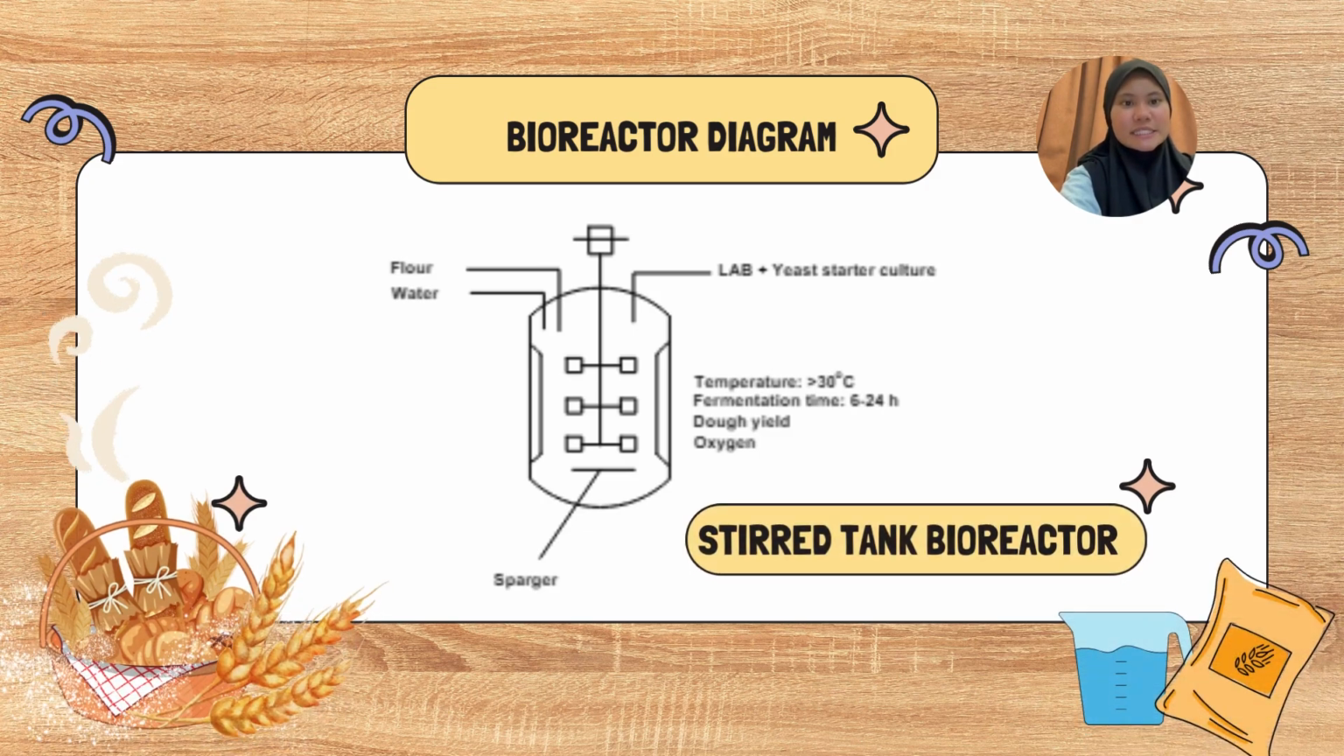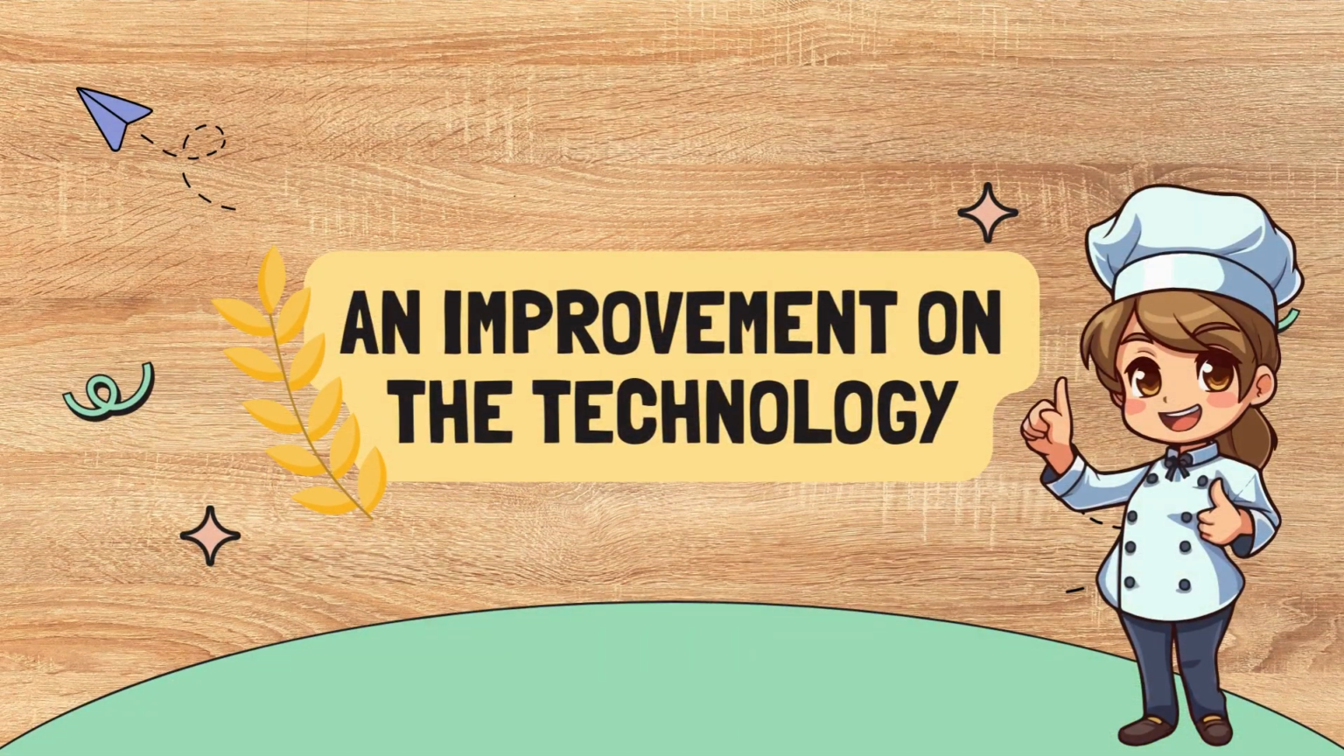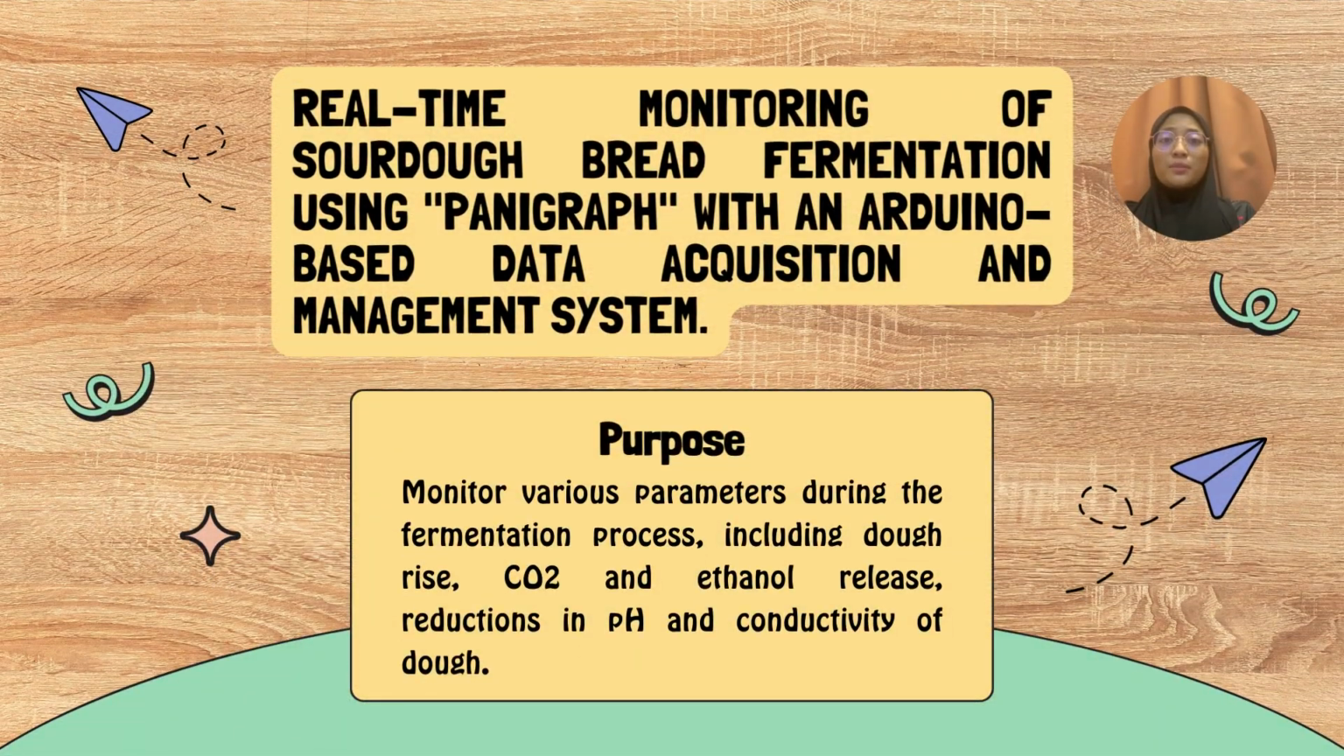Next, this is the stirred tank bioreactor that we use in sourdough bread production. The improvement on the technology of sourdough bread is real-time monitoring of sourdough bread fermentation using the Panigraph with an Arduino-based data acquisition and management system. The purpose of the Panigraph is to monitor various parameters during the fermentation process, including dough rise, carbon dioxide and ethanol release, reduction in pH, and conductivity of dough.